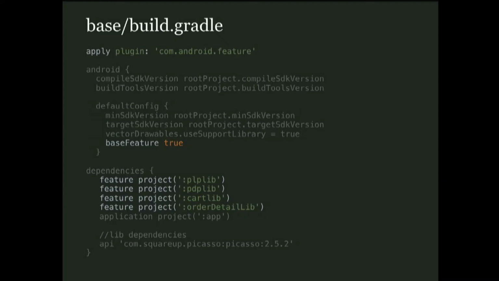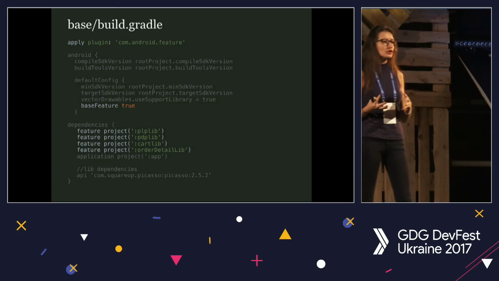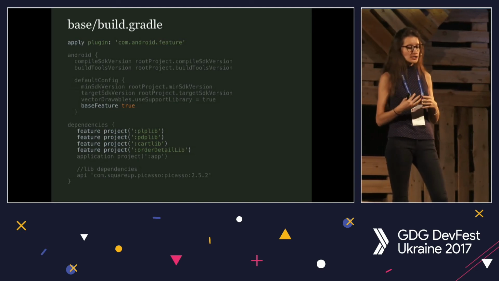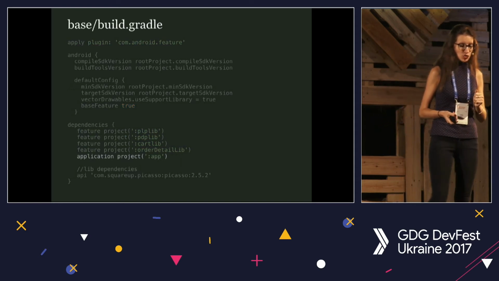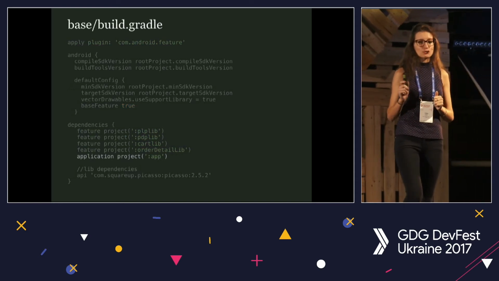In the dependencies block, we have to specify such configurations as feature project, and we have to include all the feature modules that our base module would basically serve as the foundation for. Again, from the example previously, you've seen that there is a PLP page or feature module, there is a PDP card and order detail page. I would love to pay your attention to a new configuration, application project.